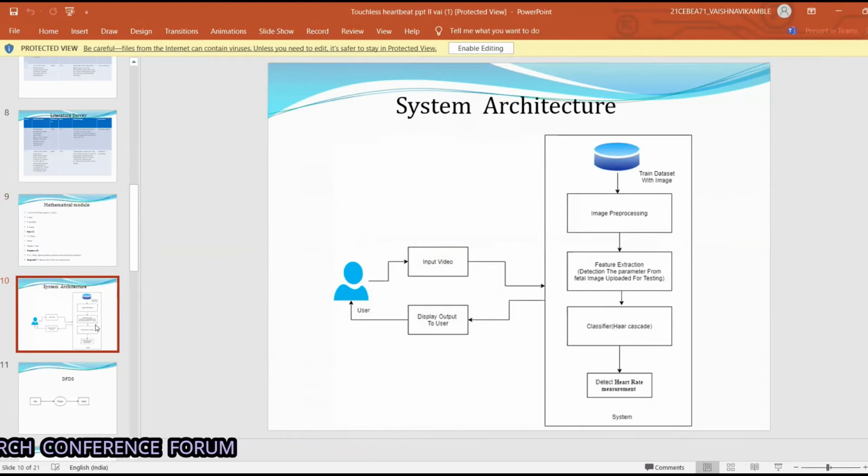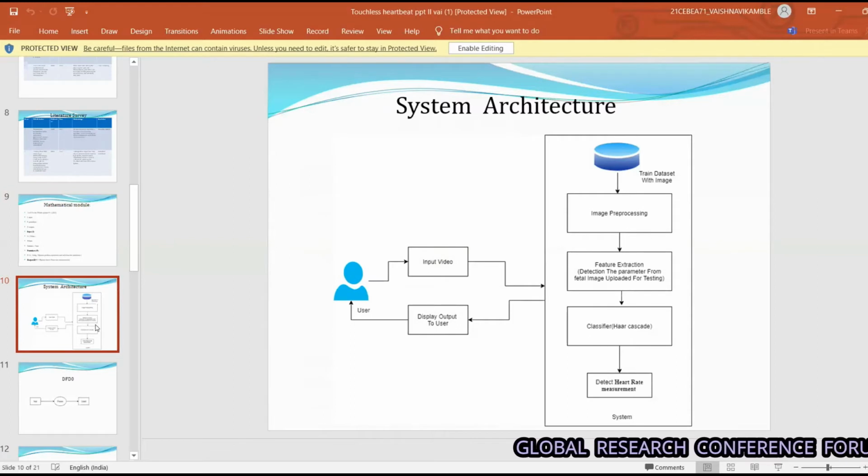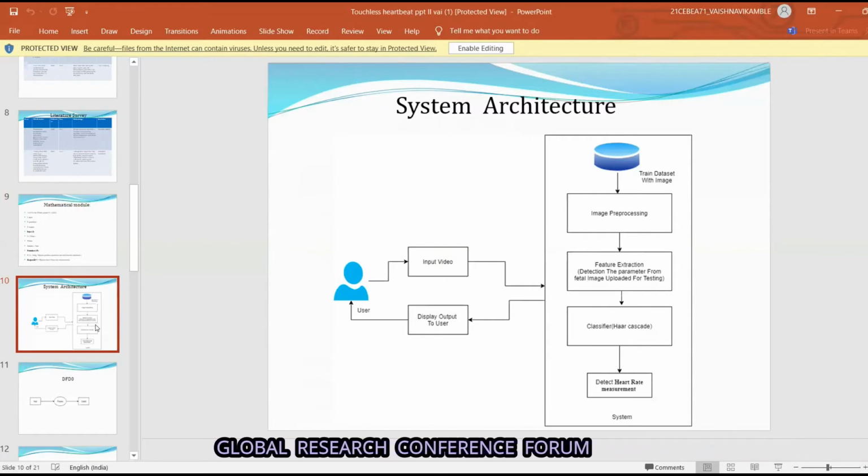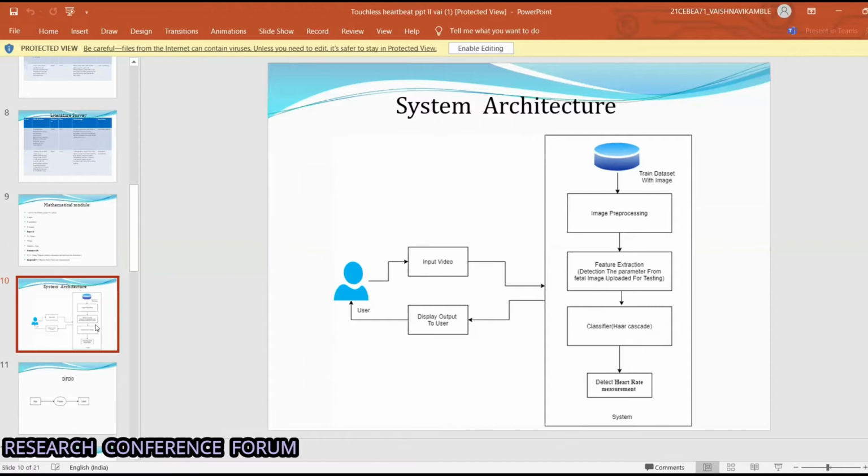In the system architecture, the user gives the input video, input image to the system. That image trains the data set with.